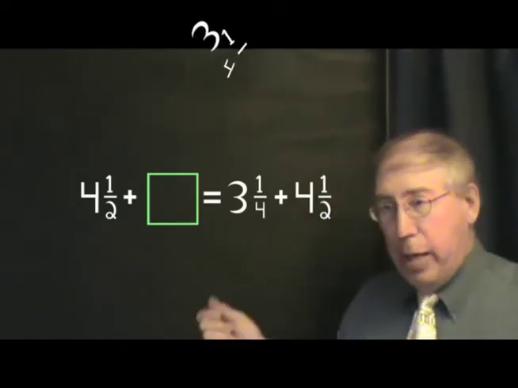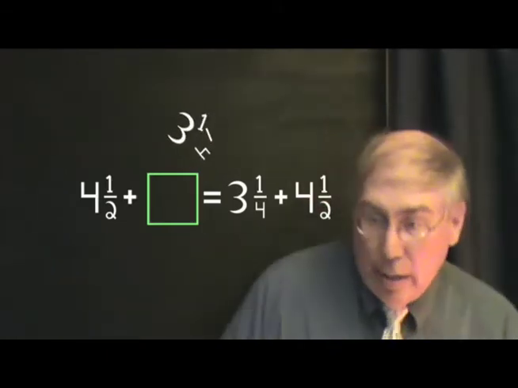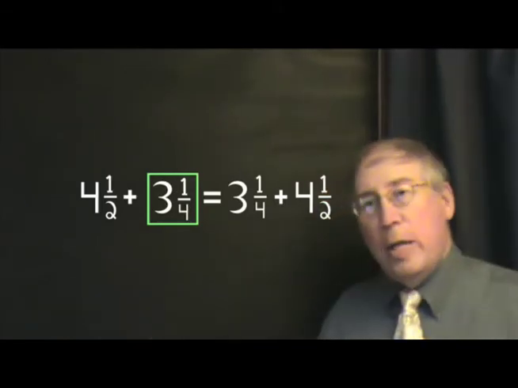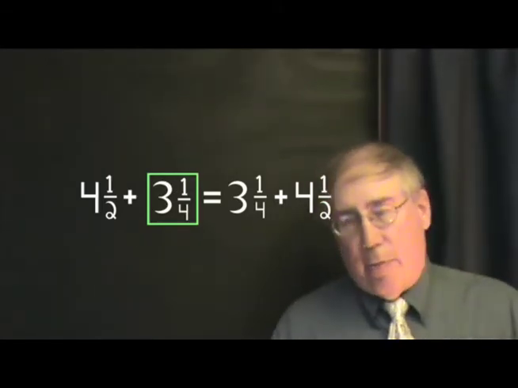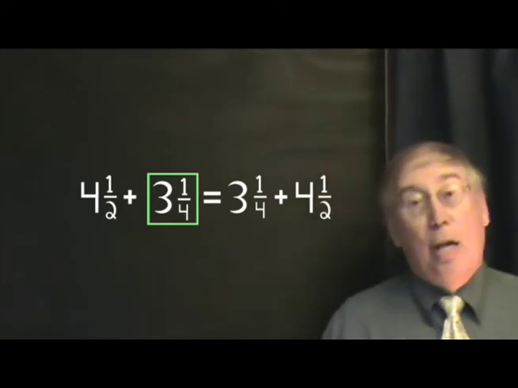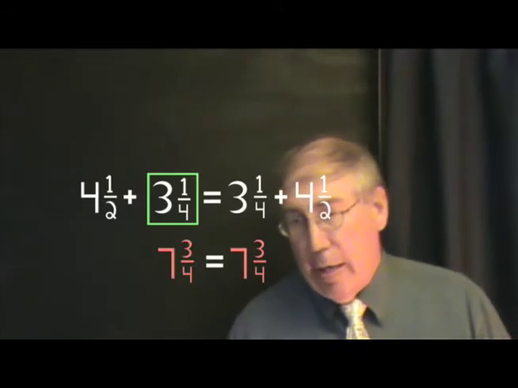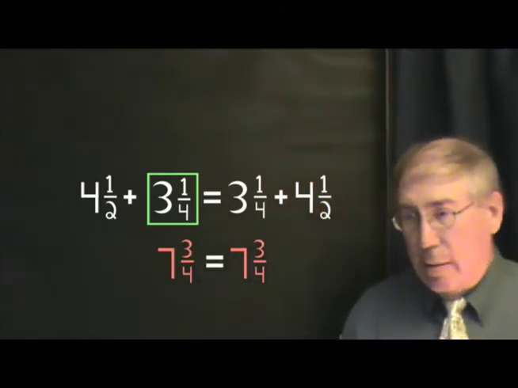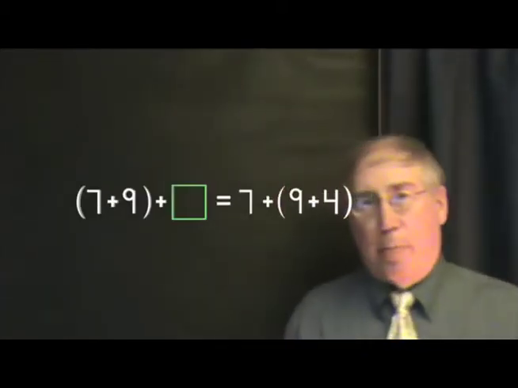So we're going to drop a 3 and a 4th into the green box there. Now 1/2 is the same as 2/4. So when we add our fractions together on the left hand side, we should get 7 and 3/4, and the same goes for the right hand side. There we get 7 and 3/4. So this is the commutative property of addition.